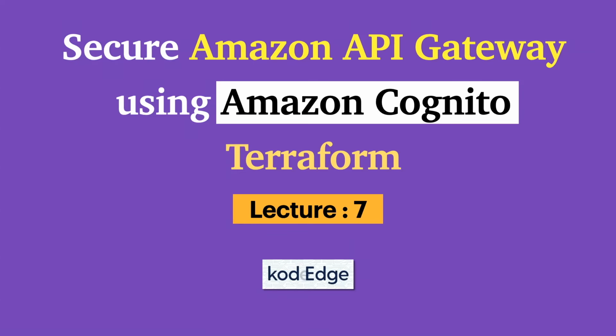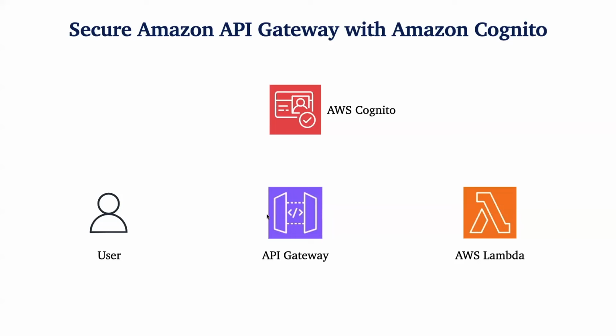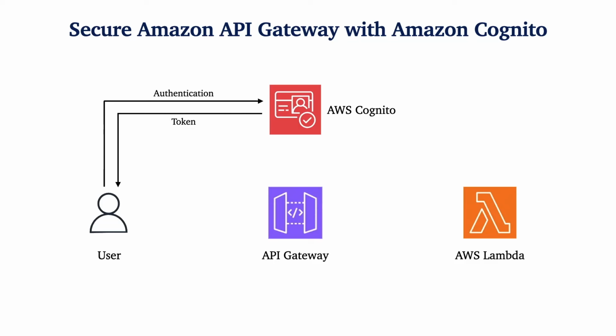So let's take a look at the architecture. We have API Gateway with a Lambda function integrated as its backend. Then we will create a Cognito user pool for both authentication and authorization purposes. So the user flow will be: the user first authenticates themselves through Cognito and obtains a token.